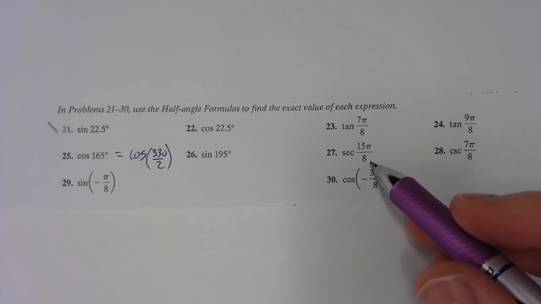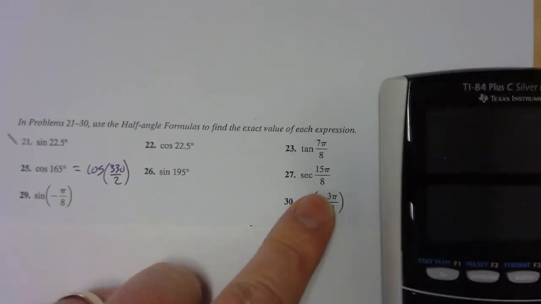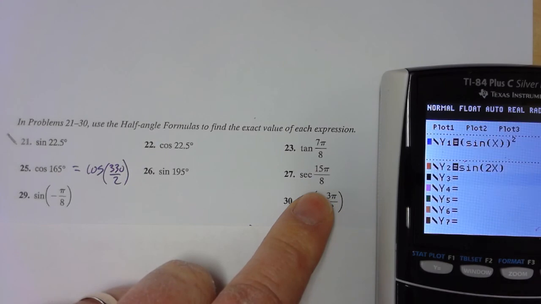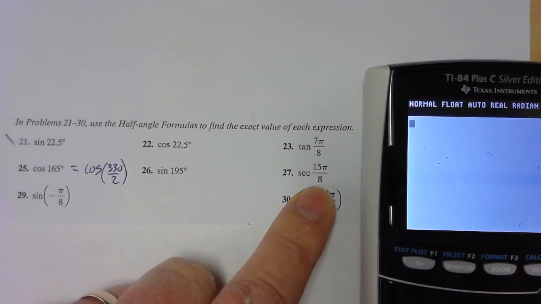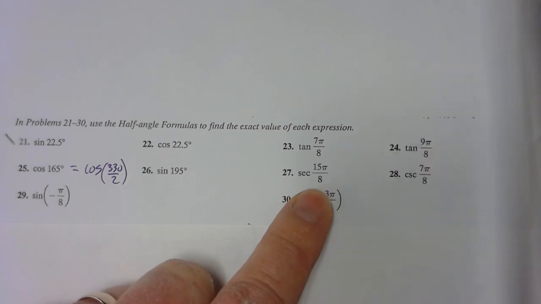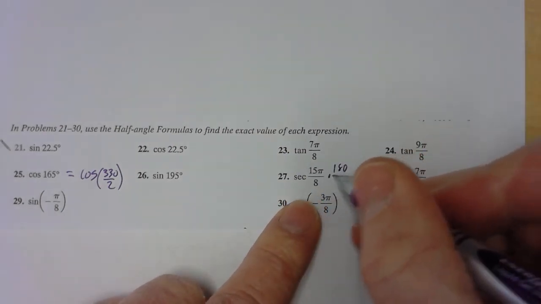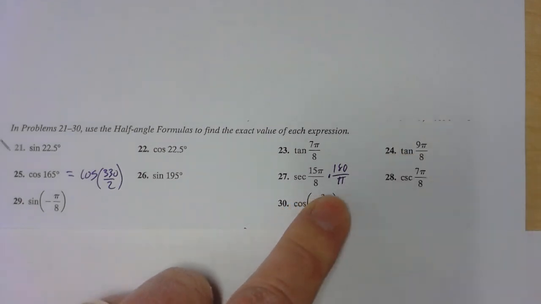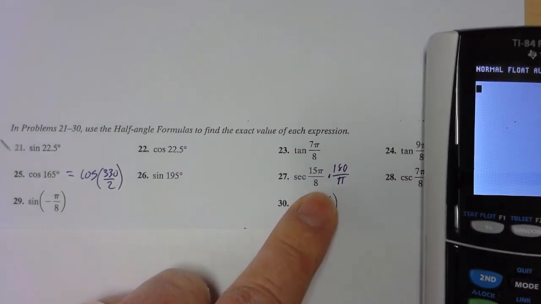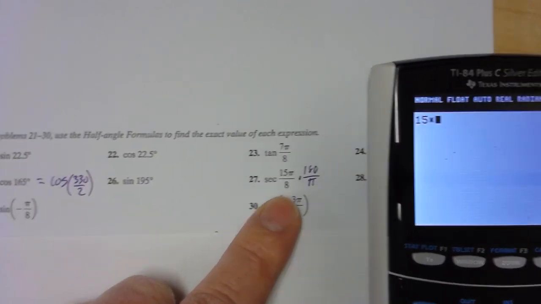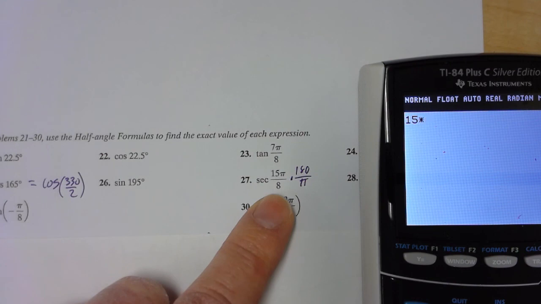Let's see. How many degrees is that? So if we multiply this by 180 over pi, right? So the pi's are going to cancel. So it's going to be 15 times 180 divided by 8.